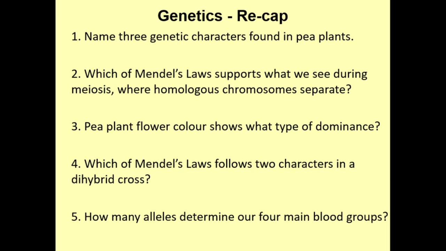And as always, I think it's useful to do a quick recap. So I'll read through the questions and then I'll give you a few minutes to answer them, and then we'll go through the answers together. So number one, name three genetic characters found in pea plants. Number two, which of Mendel's laws supports what we see in meiosis, where homologous chromosomes separate? Number three, pea plant flower colour shows what type of dominance? Number four, which of Mendel's laws follows two characters in a dihybrid cross? And then number five, how many alleles determine our four main blood groups? Okay, so I'll give you a few minutes to answer those, and then we'll go through the answers together.